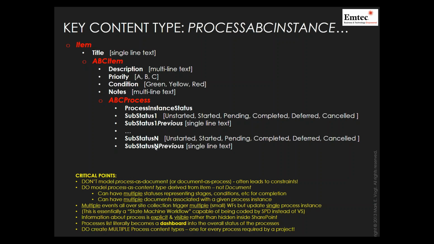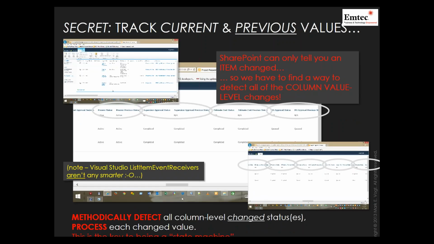They're not just generic dumb items. They're a specific kind of item. They're an ABC item, and not just a specific ABC item. They're a process item, which means they have these unique properties and a unique set of values, like started, pending, completed, deferred, canceled. In other words, your lists get smarter. What you end up doing then is, the secret is that you're going to track the current and the previous values of some of these key variables, these key columns inside your SharePoint lists.